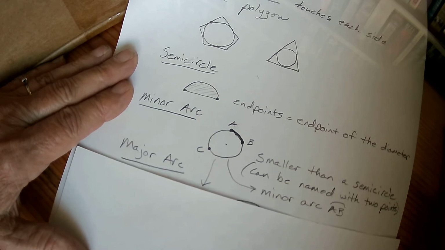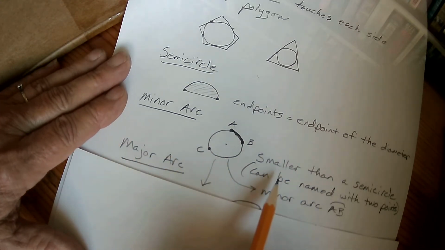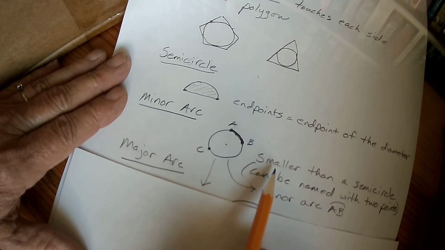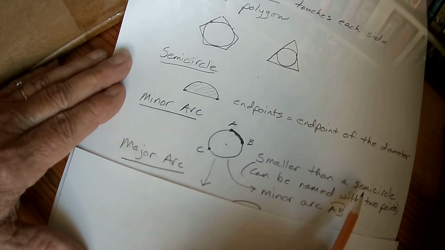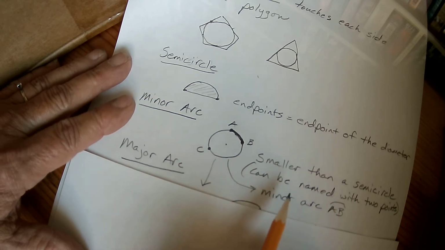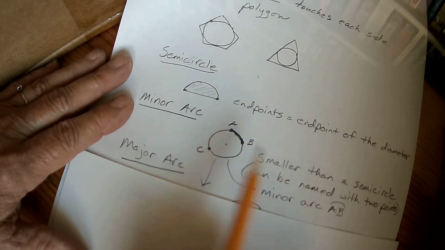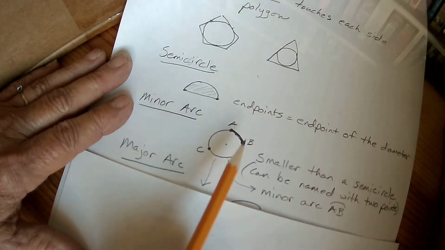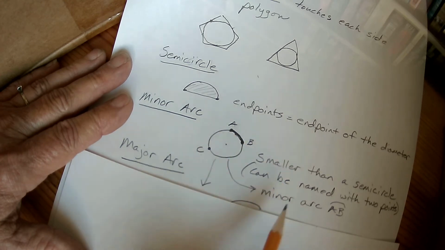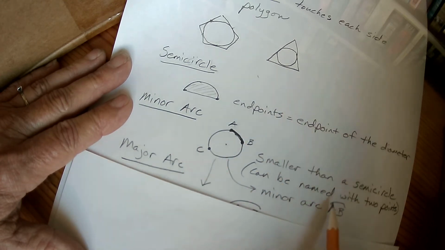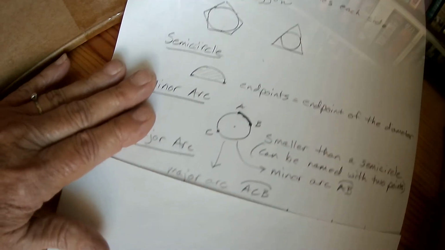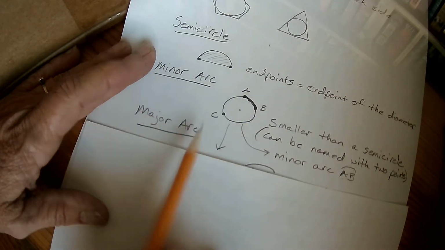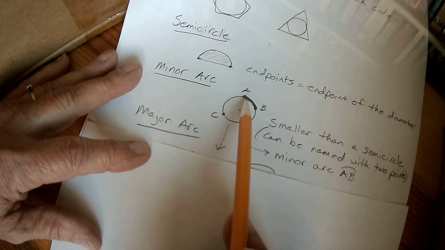The minor arc, important to remember that a minor arc is smaller than a semicircle, so it measures less than 180 degrees, and can be named with only 2 points. So if we look at this circle that has points A, B, and C, I can call this arc right here the minor arc AB, and this is how you denote that it's an arc with that curved little thing above the letters. The major arc is what's left over.